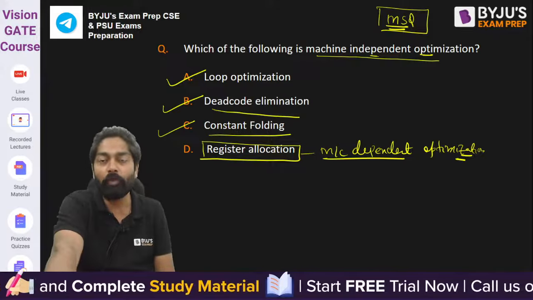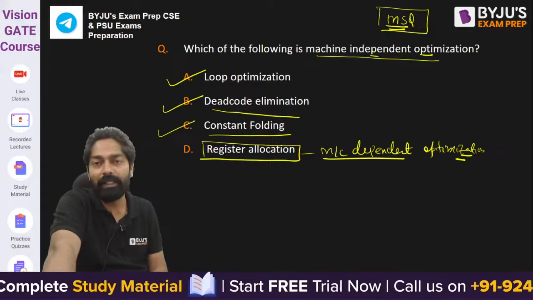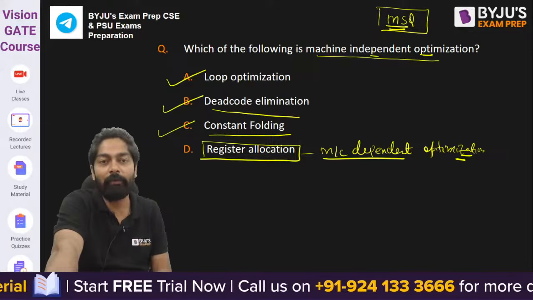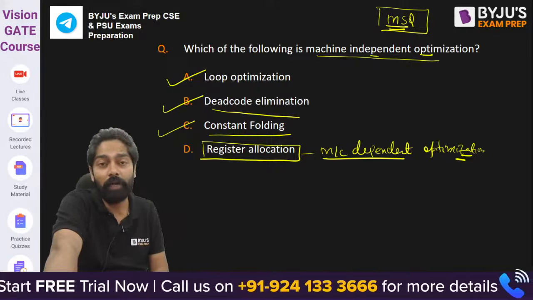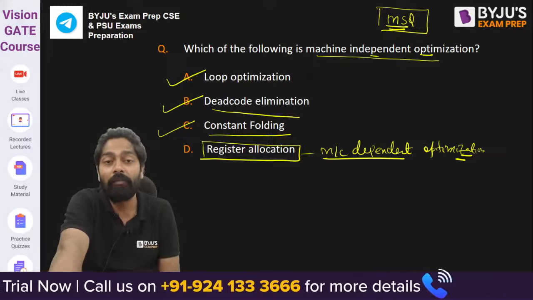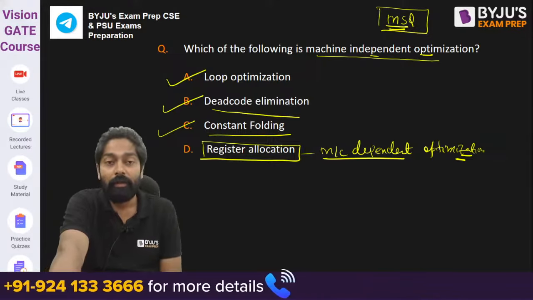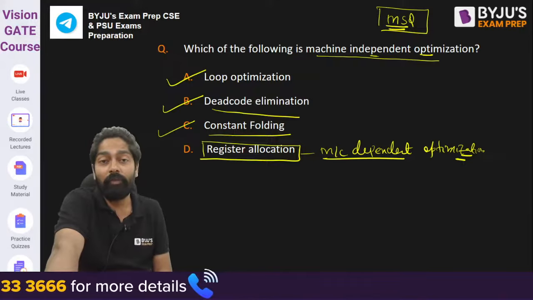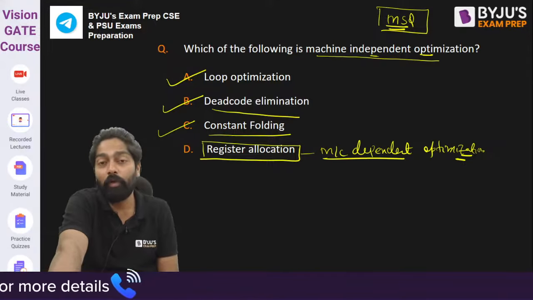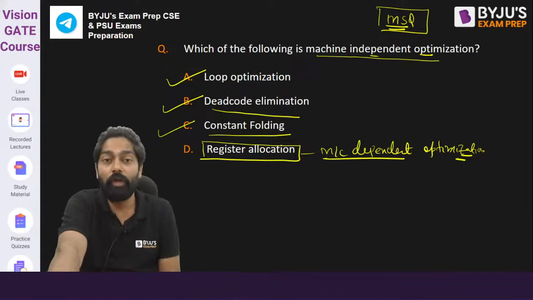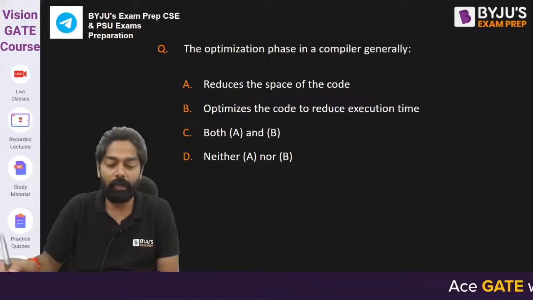We have two types of optimization: machine dependent and machine independent. In machine independent, we have loop optimization, dead code elimination, constant folding, strength reduction, and constant propagation. Is that clear? And in loop optimization, we have loop invariant, loop unrolling, and loop jamming. You should know all those concepts, they are very important. Okay.